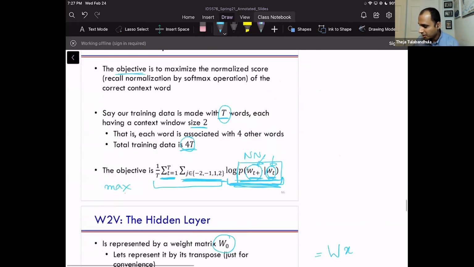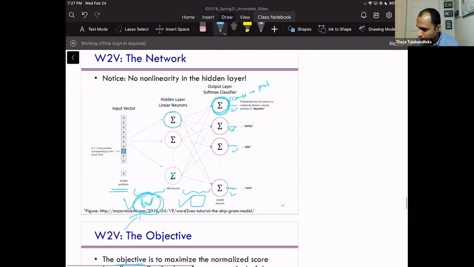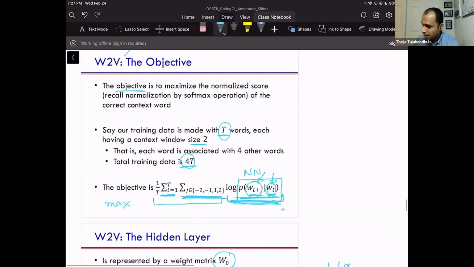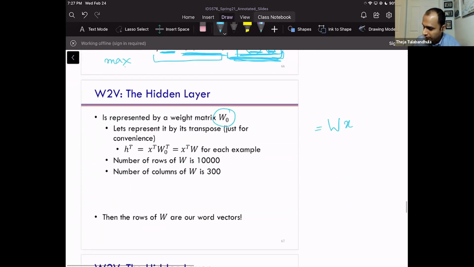Also, one more point I forgot to mention here is there is no nonlinearity in the hidden layer, in the hidden neurons. So think of the neuron doing that inner product, and then there is no ReLU or sigmoid, anything like that. Just think of the identity function there. So no nonlinearity. Now, this is the hidden vector. The hidden vector is just going to be W times X, plus B, but B I said is 0.